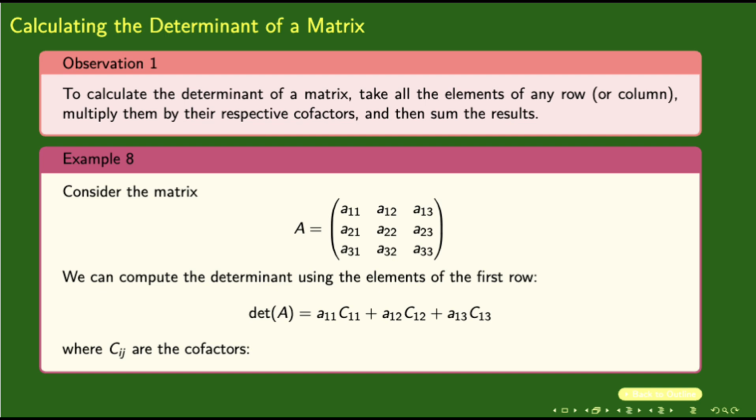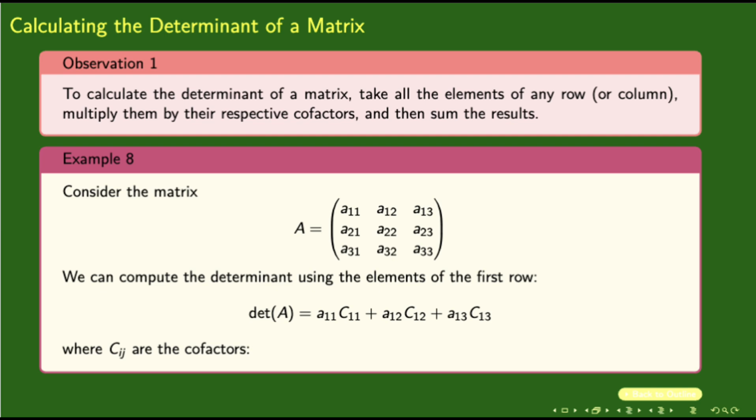The Laplace expansion method calculates the determinant of a matrix by expanding along any row or column. To use this method, select a row or column, then for each element in that row or column, compute the cofactor by removing the row and column containing the element and determining the determinant of the resulting submatrix. Multiply each element by its corresponding cofactor and sum the products. This sum is the determinant of the original matrix.